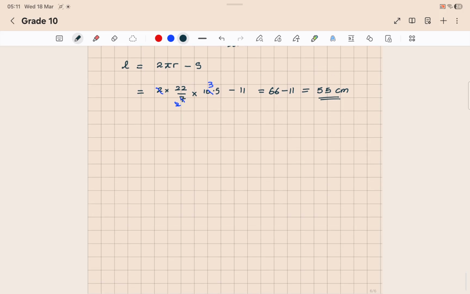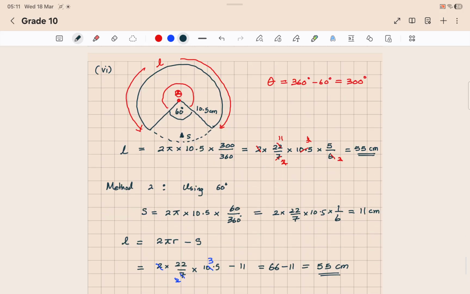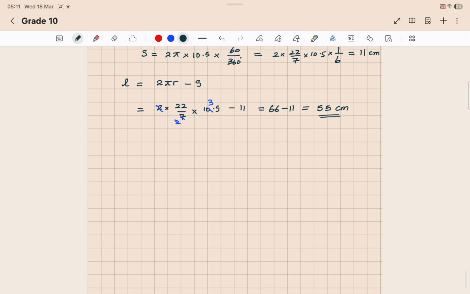Okay, then the next topic is to find the perimeter of a sector.